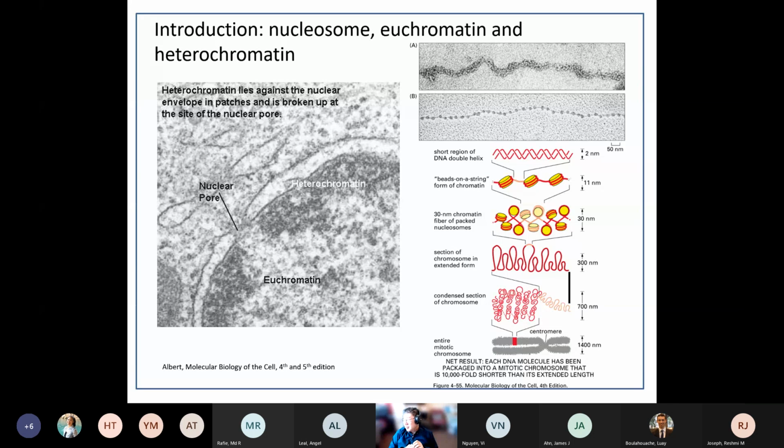So maybe the cell tries to push the genes that are not really expressed to the surrounding region. Well, in the center you have more genes that are active. I think generally speaking, that's true. Yeah, because I was thinking possibly the chromosome might be interacting with the nuclear envelope, and that also helps in deactivating those genes from being expressed. I think that's true.